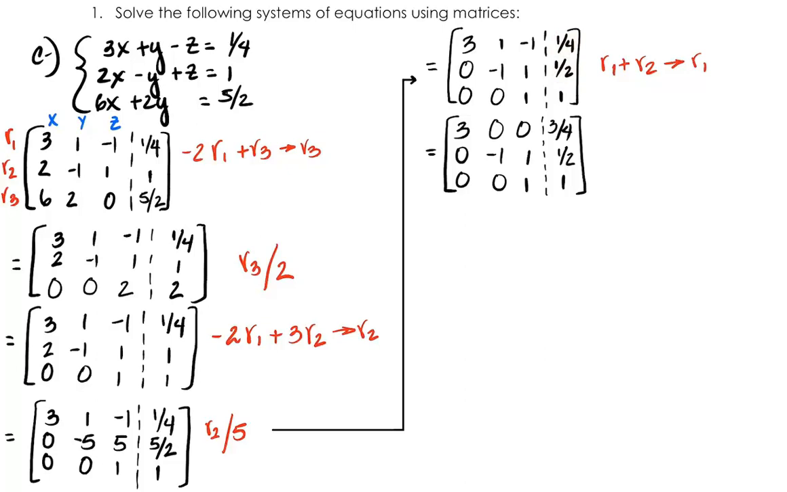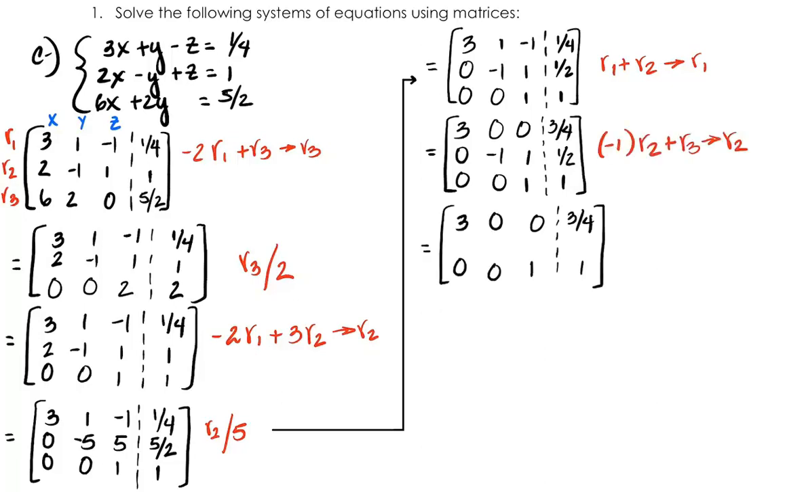Now we are going to multiply row 2 times -1 and add it to row 3 to get a new row 2. -1 times 0 is 0, plus 0 is 0. -1 times -1 is 1, plus 0 is 1. -1 times 1 is -1, plus 1 is 0. -1 times 1/2 is -1/2, plus 1 is positive 1/2. Now divide row 1 by 3 to simplify it.